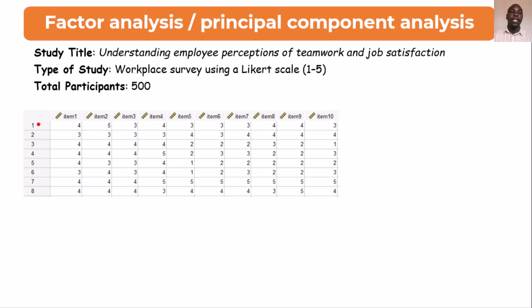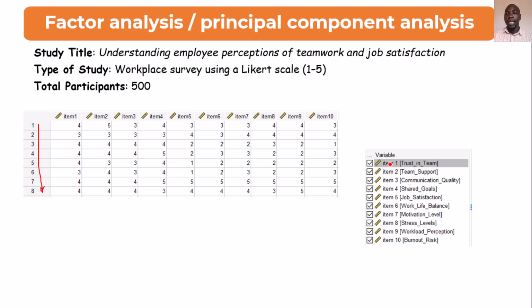You have your participants from 1 up to 500. Then you have your items. These are your questions, but we are calling them items in factor analysis. And you expect each of these cells to have a value between 1 to 5, according to your Likert scale. For each of these item names, these are actually variables with variable names. So we have item number 1, it is trust in the team. Item 2, team support. Item 3, communication quality, all the way down up to item 10, which is burnout risk.